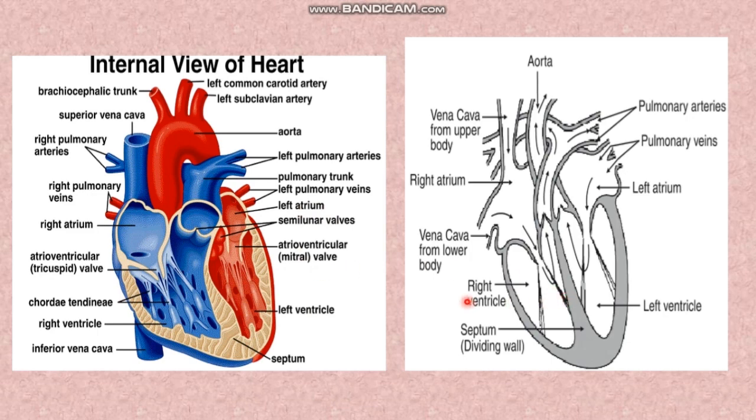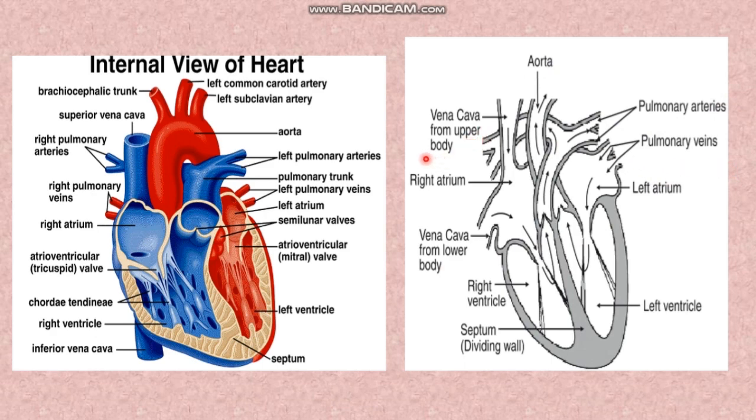Now we can see the blood vessels connected to the heart: the vena cava from the upper body or superior vena cava, the vena cava from the lower body or inferior vena cava, the pulmonary artery, the aorta, and the pulmonary vein.